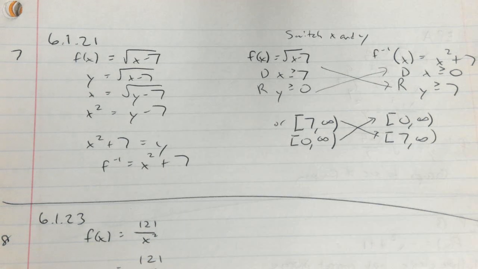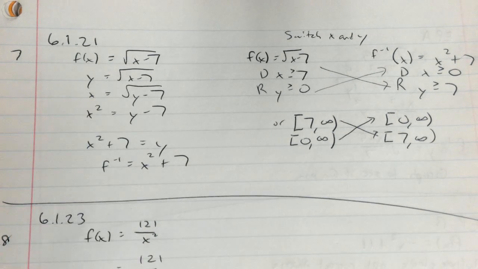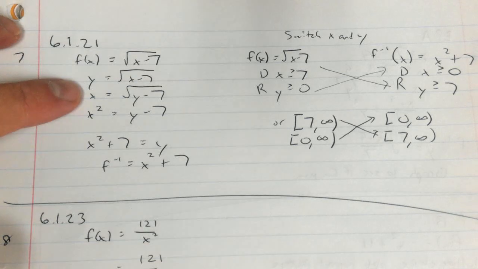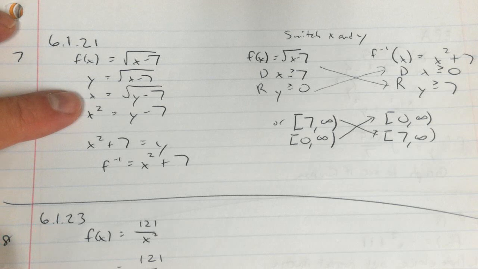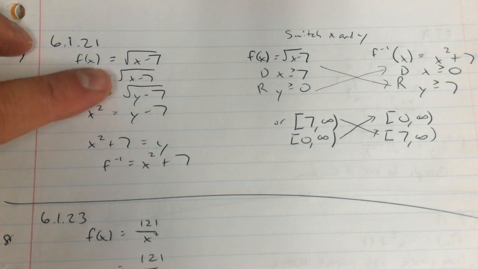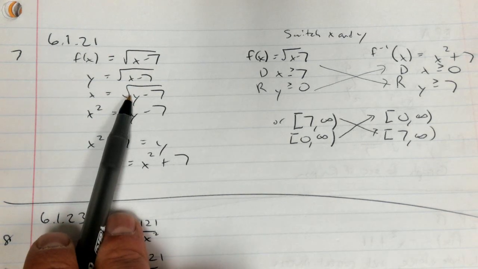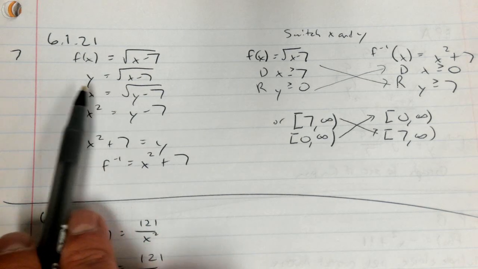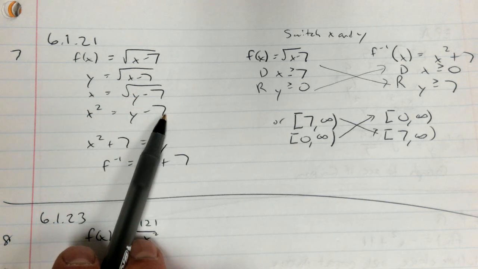Now, on the next one, it says f of x equals the square root of x minus 7. So we make that y. And again, the process is switch x and y, so this would be x equals the square root of y minus 7. So how do you get rid of the square root? Well, what you do is you square both sides. So you make this x squared, and then you make this y minus 7.